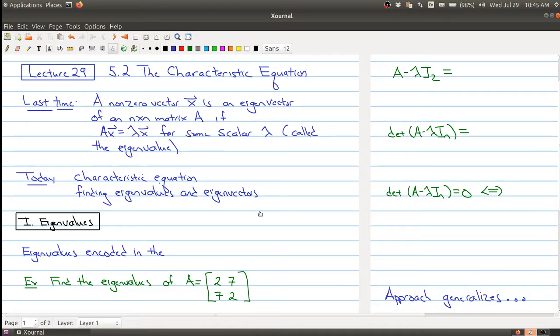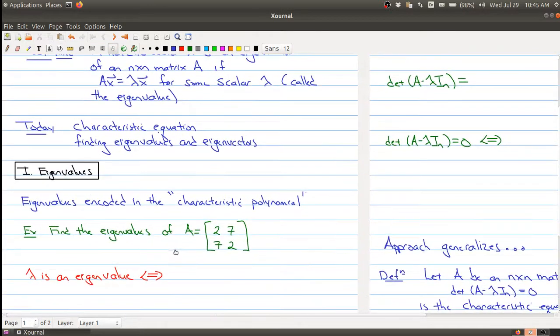So first of all, we're going to look at how to find the eigenvalues. And the eigenvalues are encoded in this object, which is called the characteristic polynomial or equation. Can't spell characteristic. Let me try that again. We'll talk about what that means in a minute, but we're going to start with an example, so hopefully from the example you can understand what's going to happen in general.